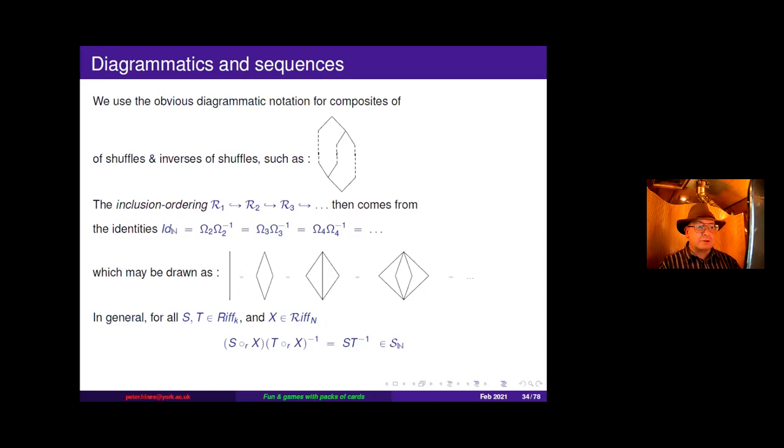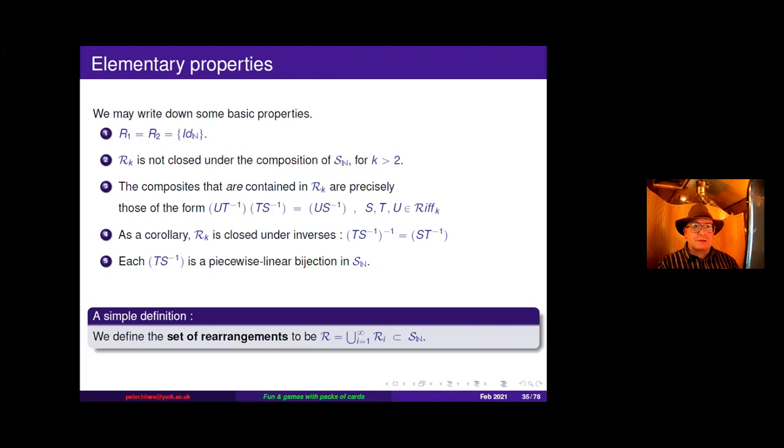Okay, well, let's start writing down some basic properties. First of all, R1 and R2 are the identity on the natural numbers. They're not closed under composition. Each R_K is not closed under the composition of bijections. The composites that are contained in R_K are those of the form UT inverse composed with TS inverse, which is of course going to give us US inverse. It's closed under inverses, and they're all going to be piecewise linear bijections on the natural numbers.